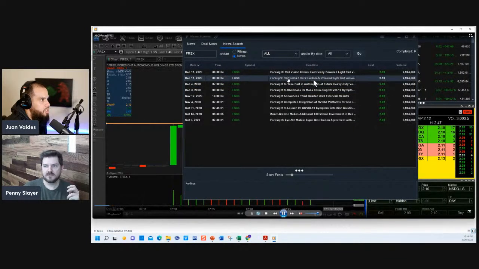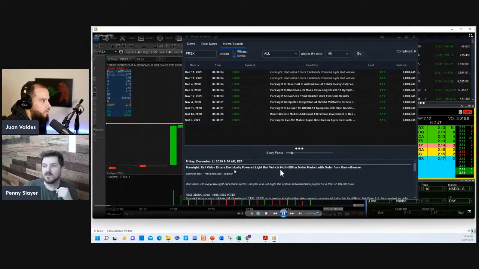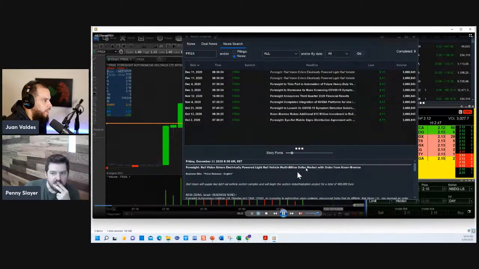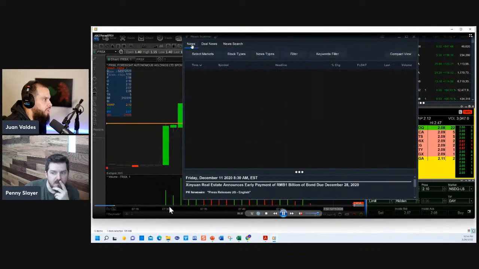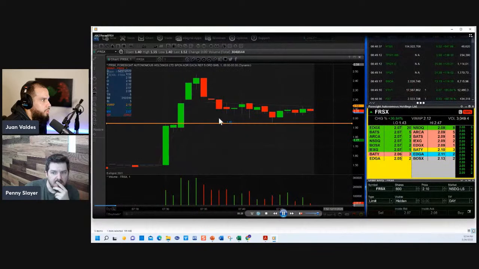So Rail Vision enters electricity powered light rail vehicle, multi-billion-dollar market with order from. So this is what I saw. I was like, okay, look at this news. Multi-billion-dollar market order, right? I knew I was getting into this stock. I haven't even opened up a position yet, but you see how I'm pointing the arrow at that multi-billion-dollar? I'm commenting and saying, look at this catalyst. There's going to be volume that comes in. So let me fast forward. Okay, here we go. So now I'm very interested in this stock.